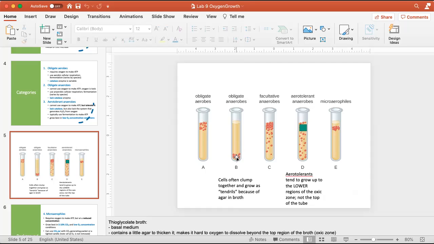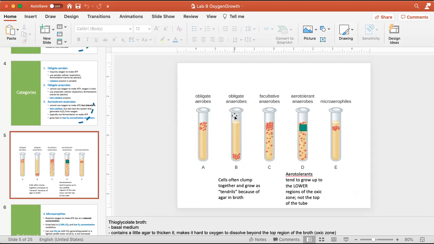It's not like regular nutrient broth. So the way they make thioglycolate, they take just a basal medium. Remember, that's a very basic defined medium. And they add a little bit of powdered agar to it to thicken it up. Now, why they add the agar is because we're going to let oxygen from the air interact with this medium.